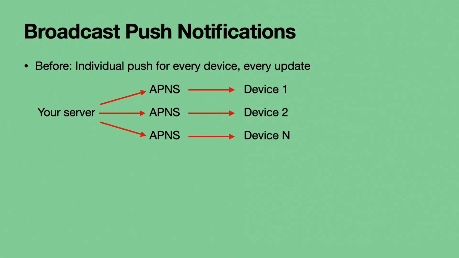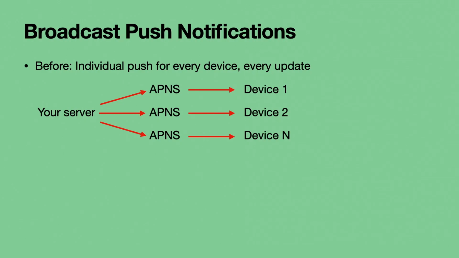system, but push notifications are a one-to-one update system, meaning that if you need to send the same update to 100,000 devices, your server has to make 100,000 requests to Apple server, and then Apple server will forward that on to all of the target devices. It's a lot of work.